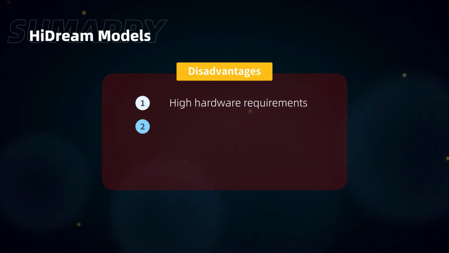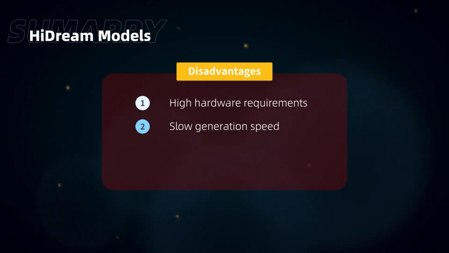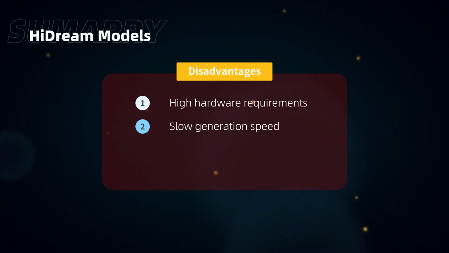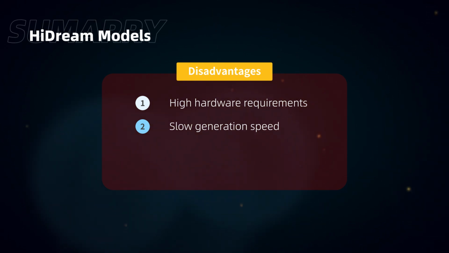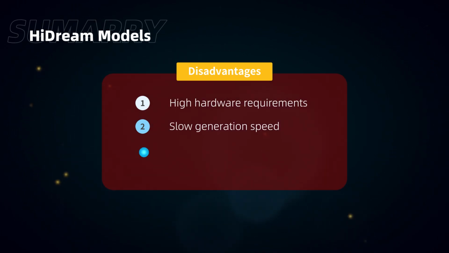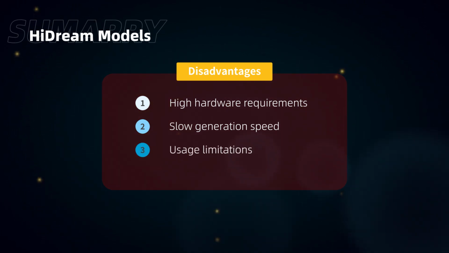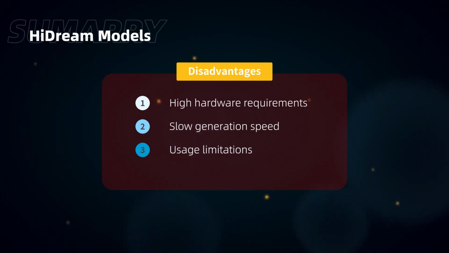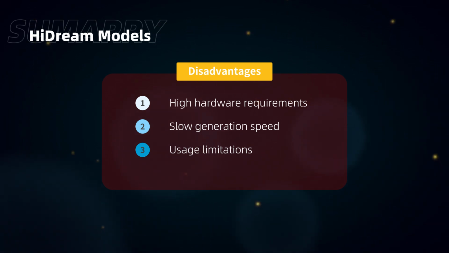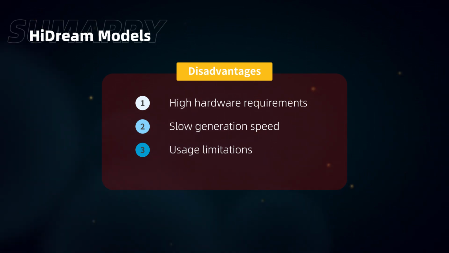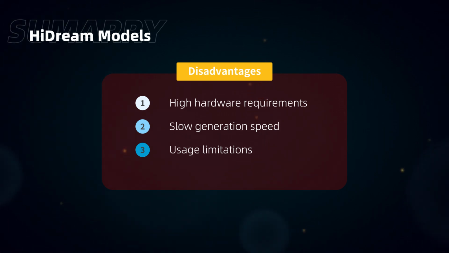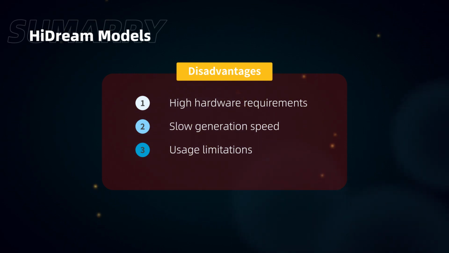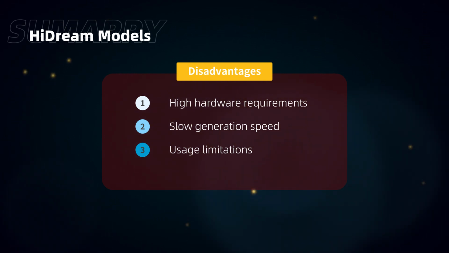2. Slow generation speed. The full model requires 50 sampling steps, and it's not fast. Even with the fast and dev versions, which support LCM sampling methods, they're still much slower compared to models like Flux optimized with Nunchaku. 3. Usage limitations. Especially with the E1 model, it currently only supports input images at a resolution of 768 by 768. It doesn't support masks, and there are often changes in color or brightness that require subsequent correction.